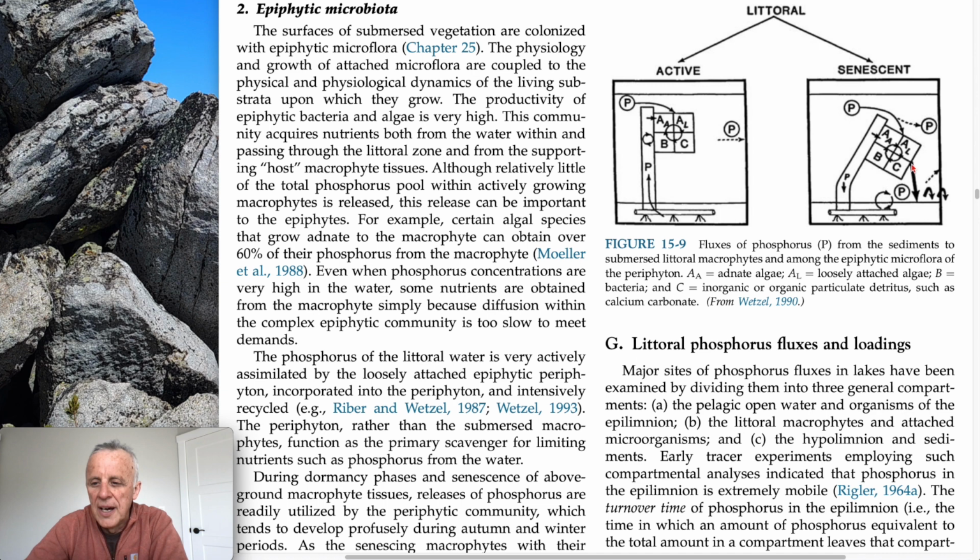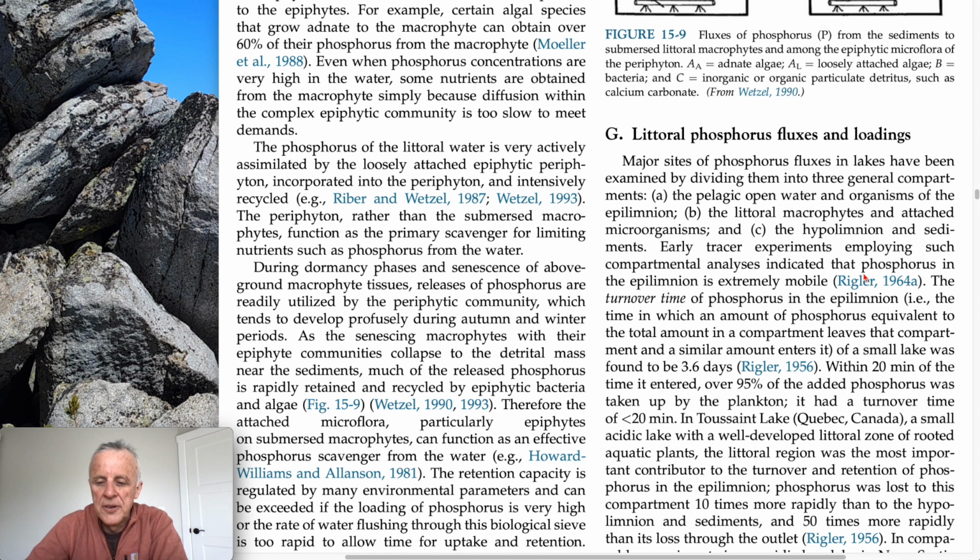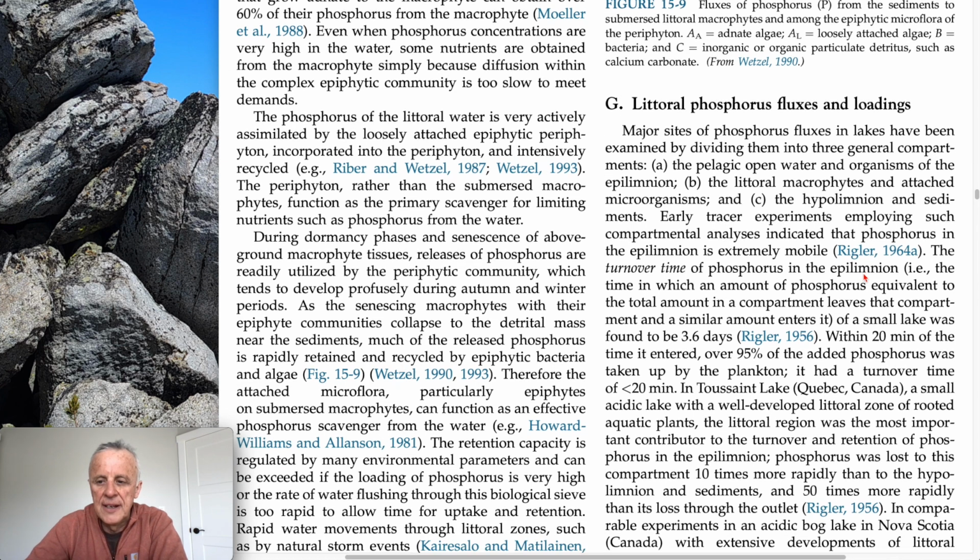And then we have, as the leaf senesces, loss of phosphorus through the senescence process. Littoral phosphorus fluxes and loadings. Major sites of phosphorus fluxes in lakes have been examined by dividing them into three general compartments: A, the pelagic open water and organisms of the epilimnion; B, the littoral macrophytes and attached macroorganisms; and C, the hypolimnion and sediments.